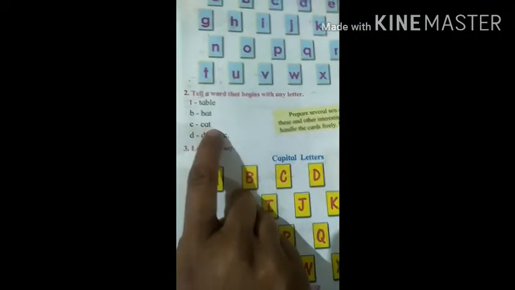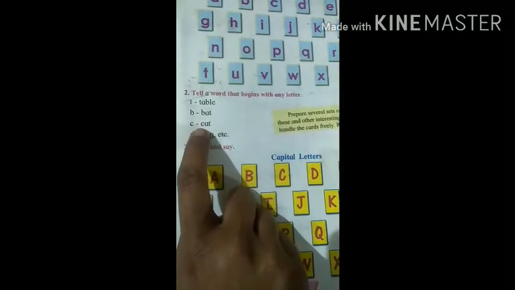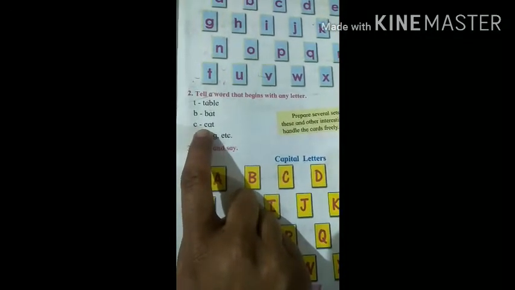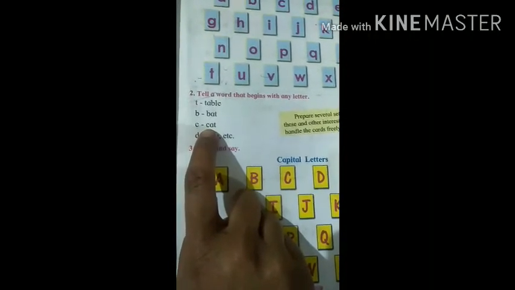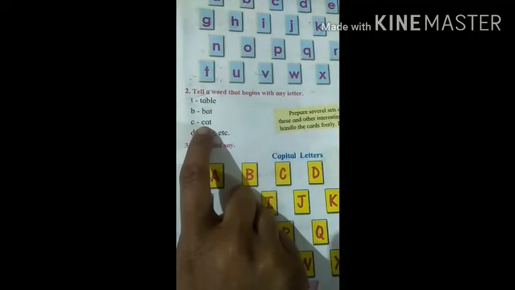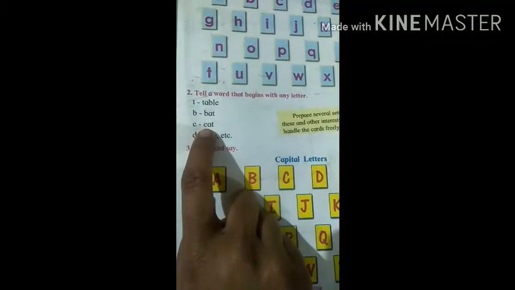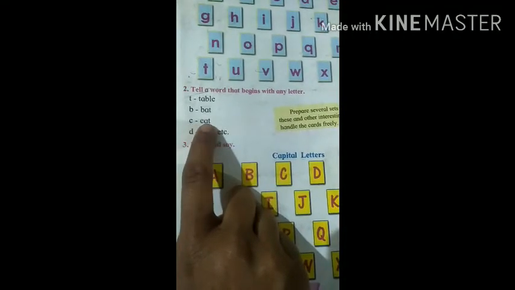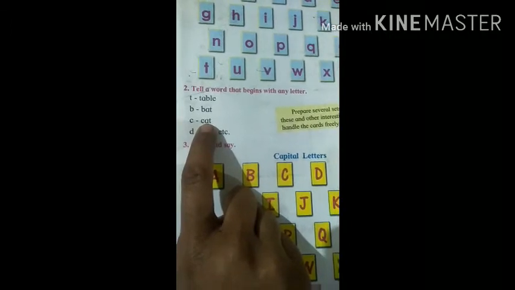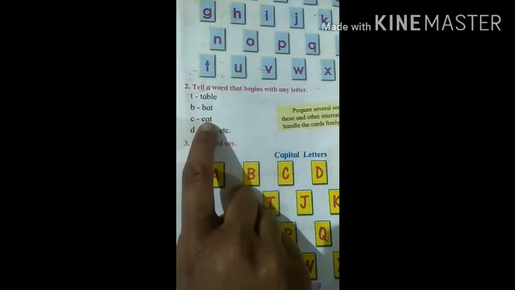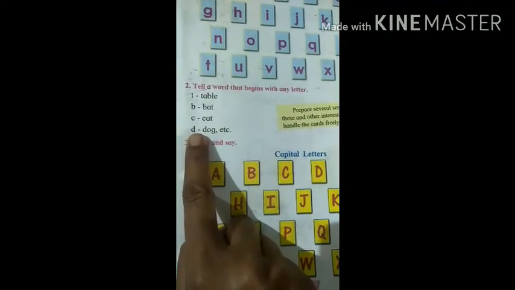C for cat. They have given cat. Cow. We can say from C, cucumber. Carrot, cabbage. More words. Think about it. From C, students, think about it. Coat. Very good. Now the next alphabet is D.